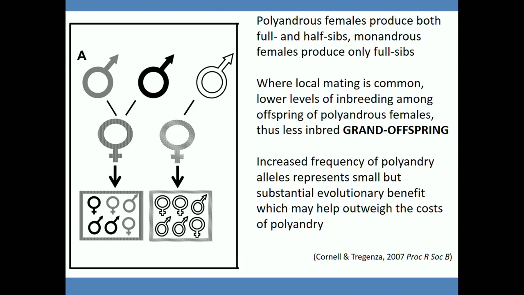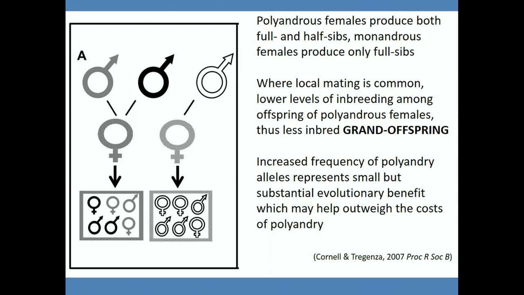So one less widely considered indirect benefit is how polyandry under random mating can affect sibships and ultimately the potential for inbreeding. If we think of a case of a female that mates with a single male, all the offspring she produces are full siblings, so they share both a mother and a father. Here, the shading of the offspring represents the paternal link, and the patterning of this box, which is not showing up too well, is the maternal link. Whereas the female that mates with multiple males produces both full sib and half sib offspring.